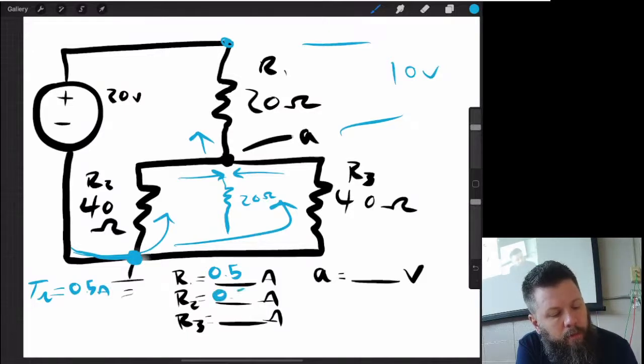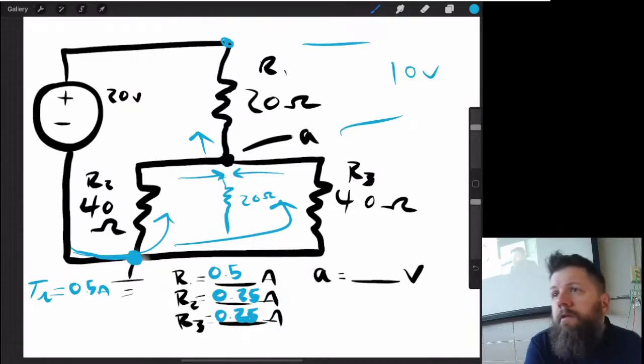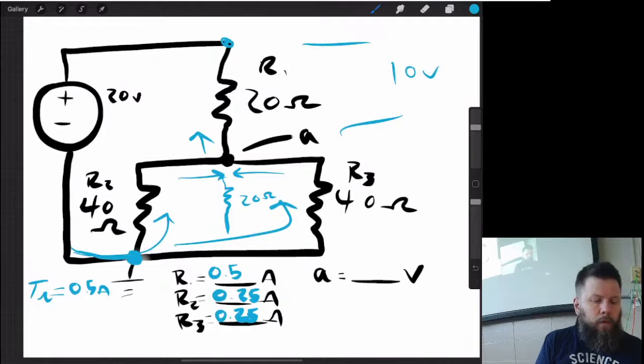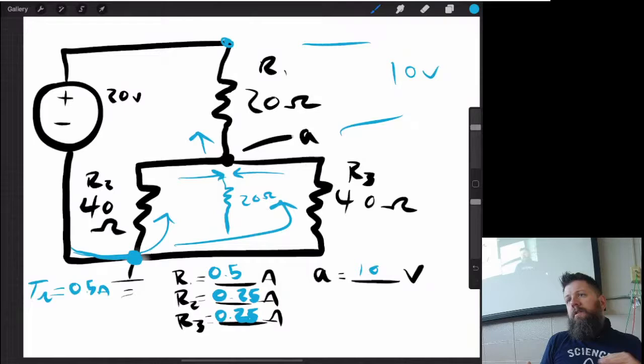0.25, which makes sense that half of that half is going one direction and the other half is going the other direction because they're the same, right? Same resistance. All right, and we already found what the voltage at A would be, which was what? 10. Okay. So what's happening is coming out, it's splitting up.